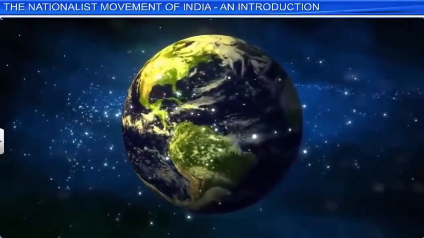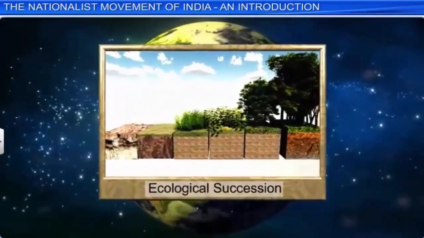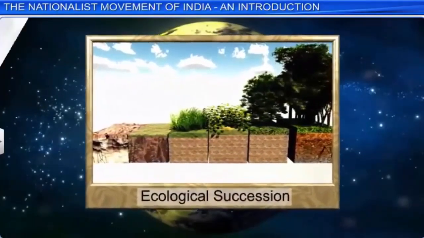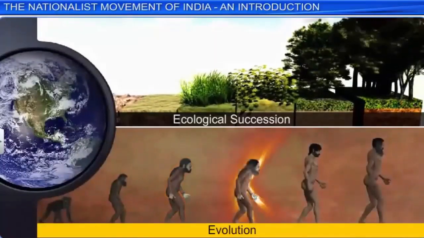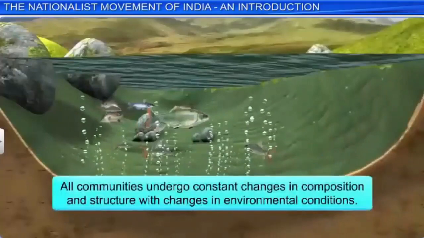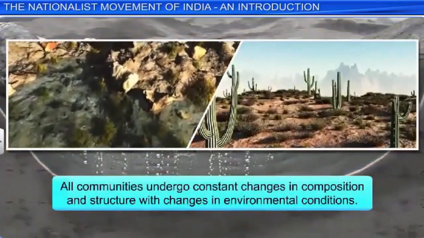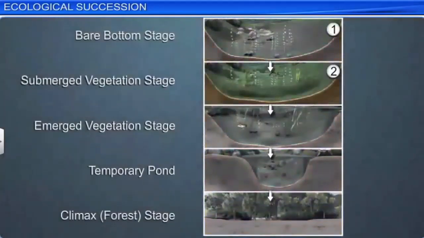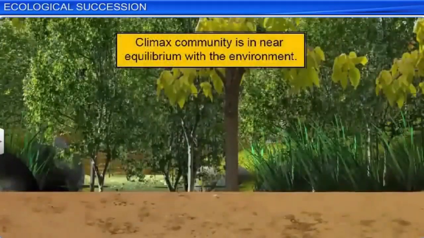In fact, present-day communities across the world are the result of ecological succession that took place over several million years. It is assumed that succession and evolution are parallel processes in operation since time immemorial. All communities undergo constant changes in their composition and structure in response to changes in environmental conditions. These changes take place in a sequential and orderly manner, leading to a climax community which is in near equilibrium with the environment.